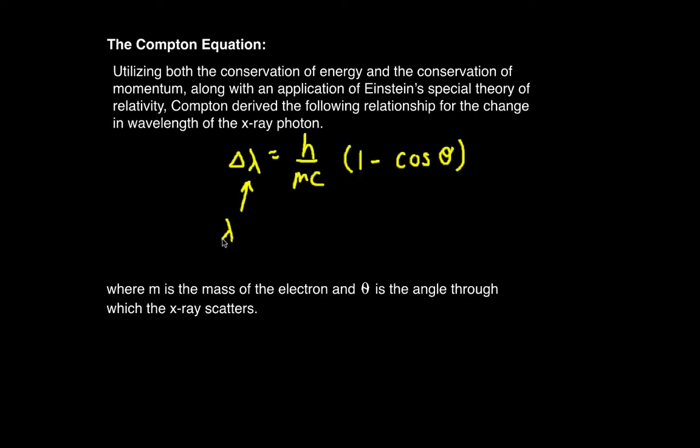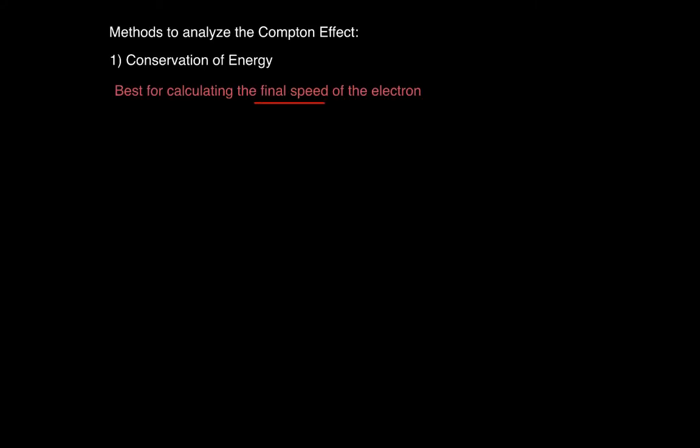Remember, delta lambda is the change in wavelength. This is final wavelength minus initial wavelength. So we have three methods to analyze the Compton effect. The first is conservation of energy. Conservation of energy is best for calculating the final speed of the electron.